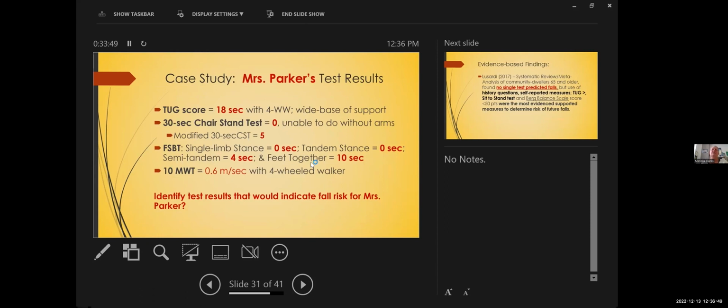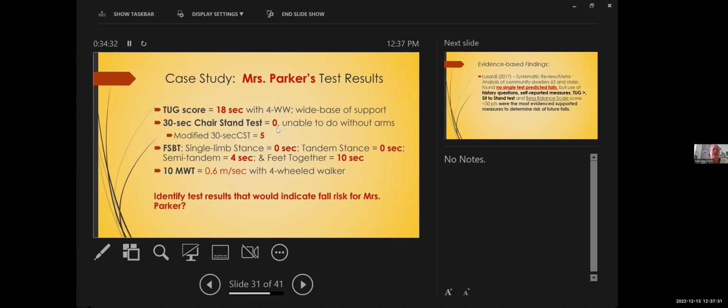So when we look at Mrs. Parker's test results, her TUG score was 18 seconds. So remember, she was at a risk if she was greater than 12. And she had to use the wheeled walker, and you notice she had a wide base of support walking. On the 30-second chair stand test, she couldn't stand up without using her arms, so she was a 0. When it was modified and we let her use her arms, she could do 5 in 30 seconds. So that would be way below the average norms for doing it without arms.